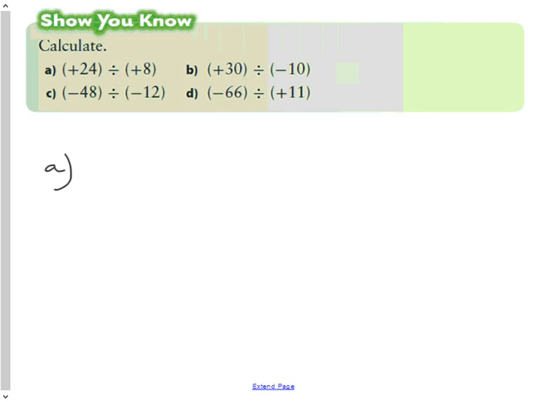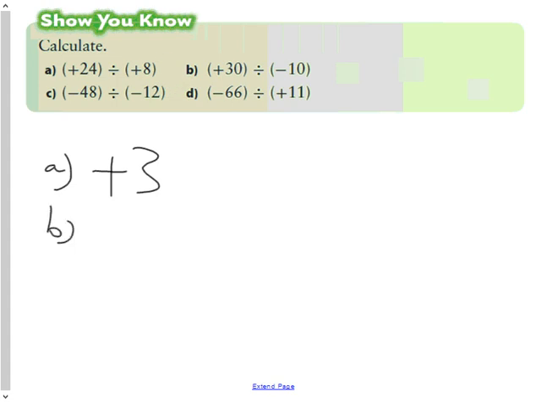So if you think about, I have $24 and I divide them into 8 different groups, how many would each group be? It's $3 in each group. If I think about using sign rules, 24 divided by 8 is 3, and they are the same signs, a positive and a positive. So we have a positive 3. The answer to a division is called a quotient.